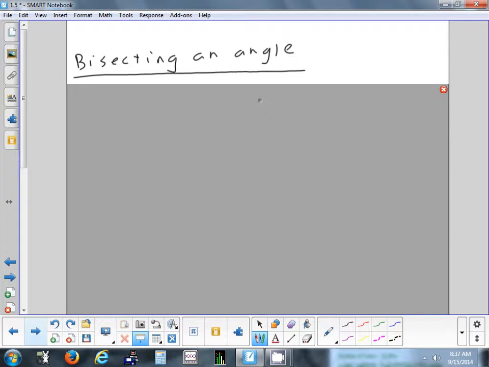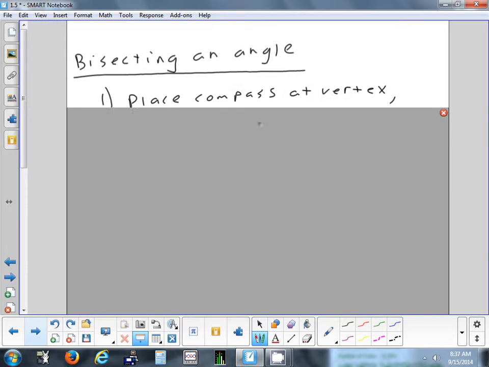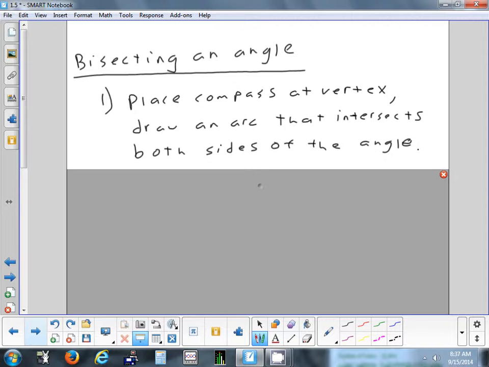All right, so our second and last construction for today is how we bisect an angle. Okay, anybody know how to use the same tools I had before and bisect an angle? A little different than a segment. We're still going to draw some arcs, but not quite what you did before. This time you're going to put the compass at the vertex of the angle, and we're going to draw an arc that intersects both sides of the angle.